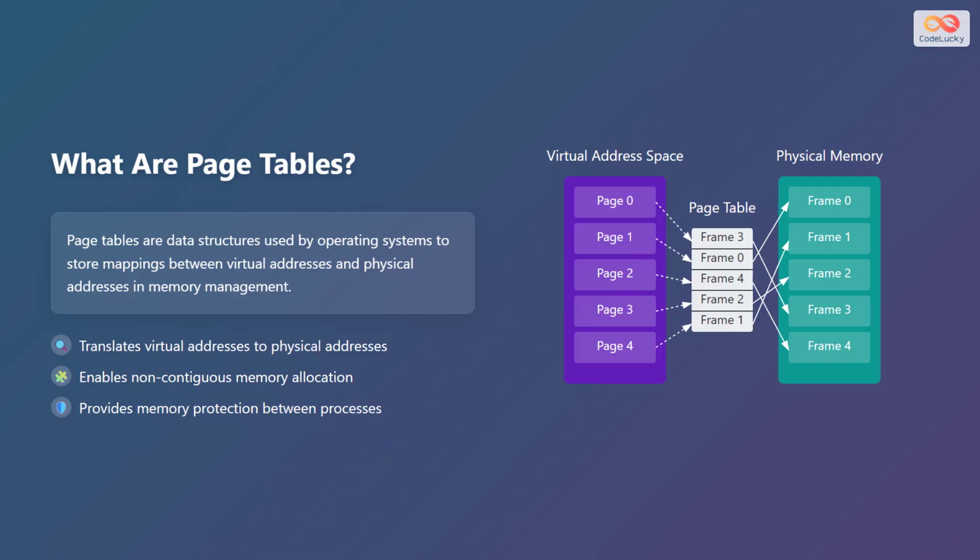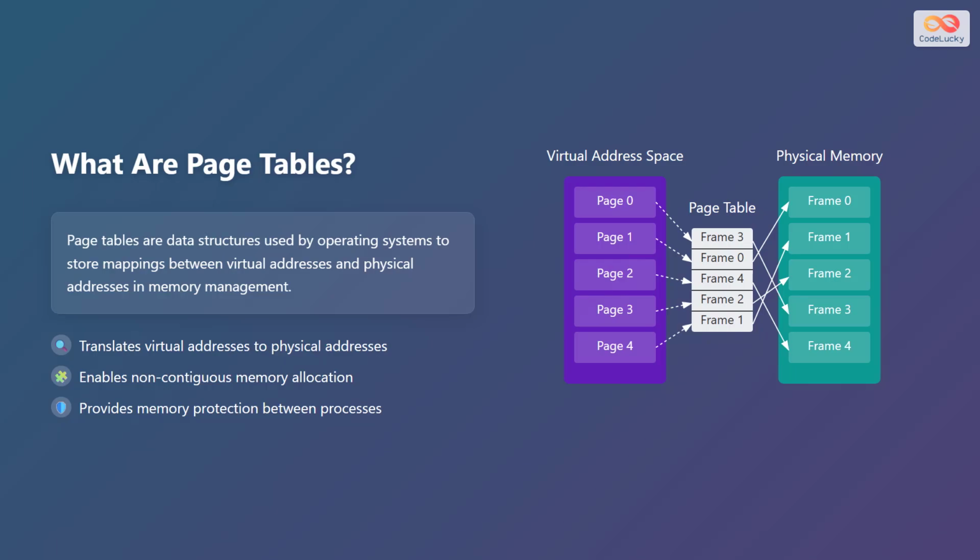Translates virtual addresses to physical addresses. Page tables are responsible for taking the virtual address, the address seen by the program, and finding the corresponding physical address in the computer's memory. This translation is essential for managing memory efficiently.